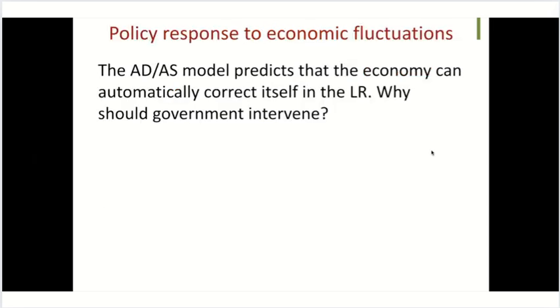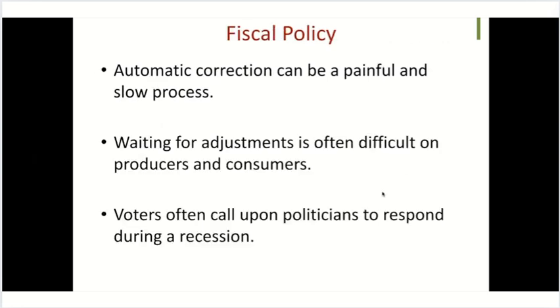The aggregate demand and aggregate supply model predicts that the economy can automatically correct itself in the long run, like we've seen in past units. But why should the government intervene? The government is going to intervene because this automatic correction can be a painful and slow process.